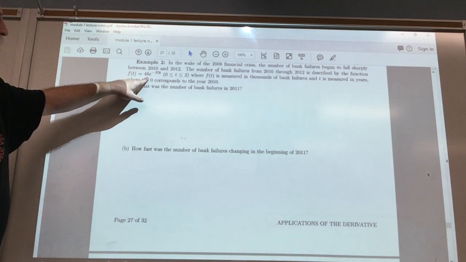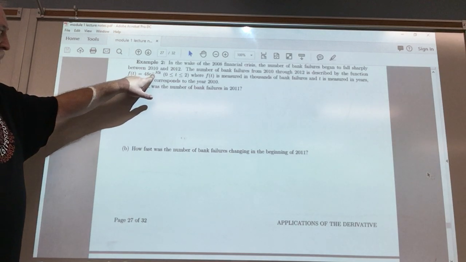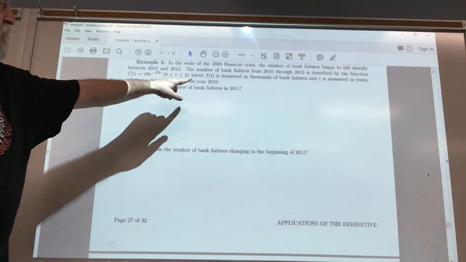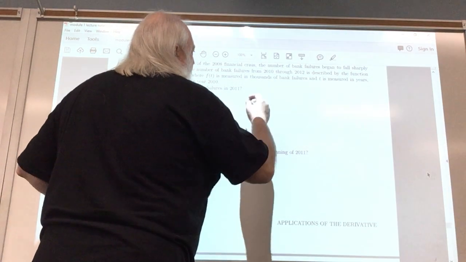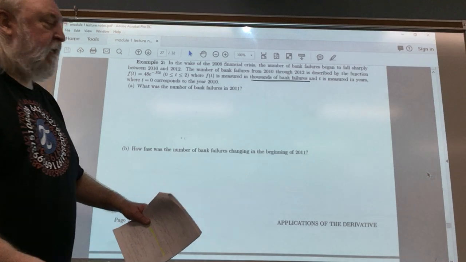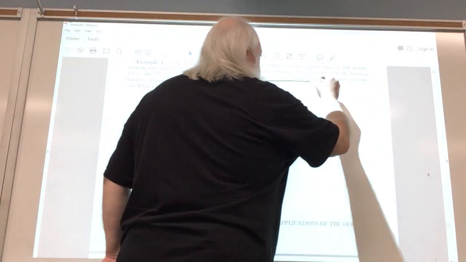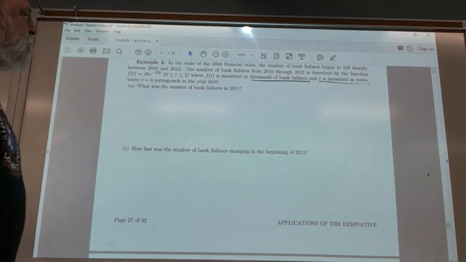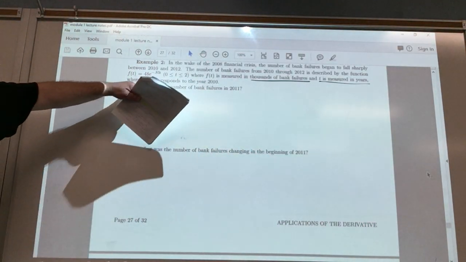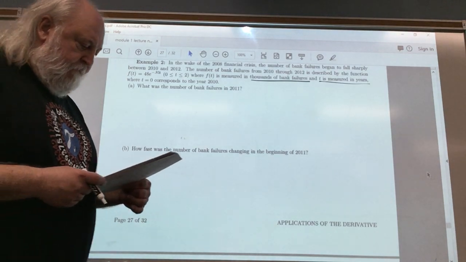which is equal to 48 times e to the minus 0.83 t power, where f of t is measured in thousands of bank failures, right? So f of t is in thousands again, and t is measured in years, like in the previous problem. And t equals 0 corresponds to the year 2010. In A, you're asked what was the number of bank failures in 2011.